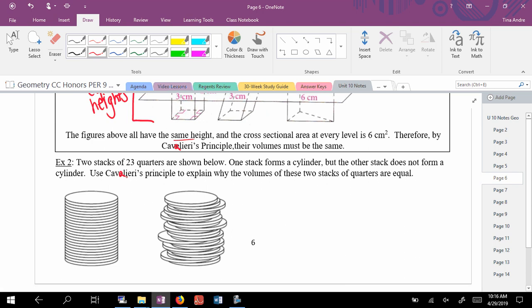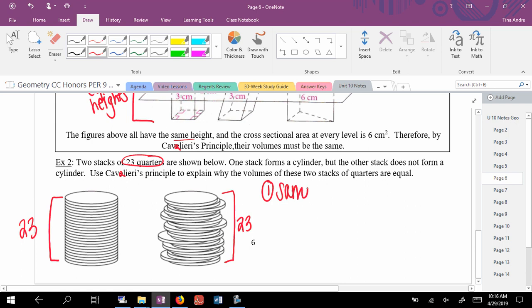So if we look at this, let's talk about the heights first. There's 23 quarters in each of these. So if there's 23 quarters in each, well, then that means that the heights are going to be the same, because each quarter is going to have the same thickness or the same height. And if there's 23 of them, well, overall the heights will be the same. So the first thing here I'm going to say is there's the same number of quarters in each stack. So this implies that we have the same height. So that's the first part of Cavalieri's. We have to have the same height.